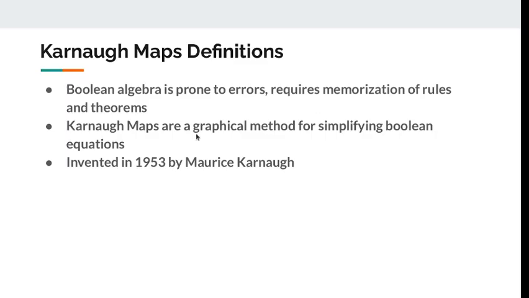Hello everybody, this is our lecture number 7, and today we're going to talk about K-maps or Karnaugh maps. That's a technique for simplifying Boolean equations. So we used Boolean algebra to simplify equations, but it's really prone to errors because it requires you to memorize some rules, memorize theorems. So Karnaugh maps are a graphical method for the same task. It was invented in 1953 by Maurice Karnaugh.